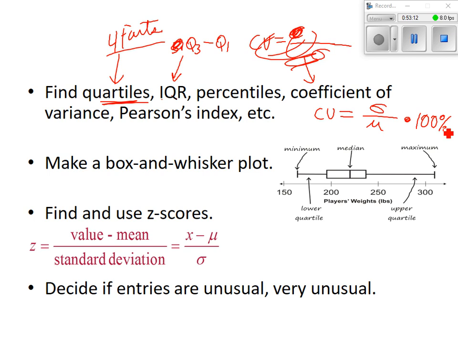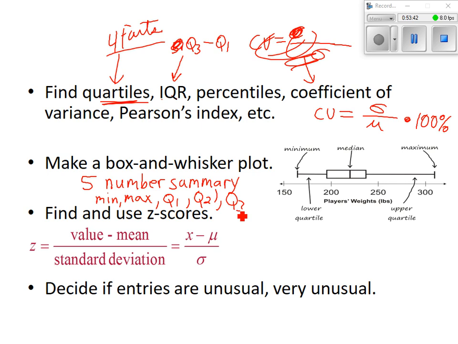When you make a box and whisker plot, it wasn't too difficult. What things do we need to know? The five number summary, is that what we called it? Yeah. Minimum entry first. Min, max, and quartile 1, quartile 2, and quartile 3. Remember quartile 2 is the median, right?